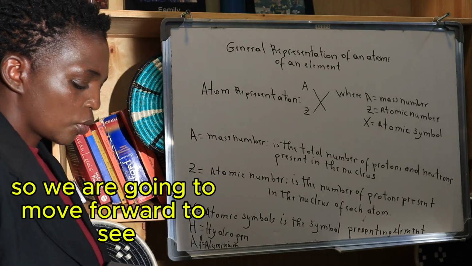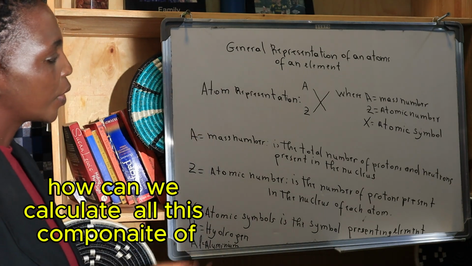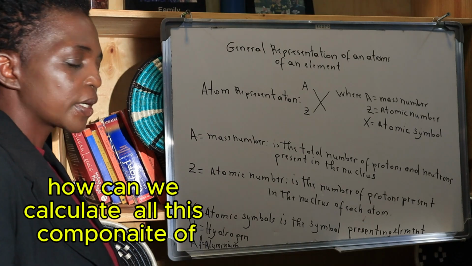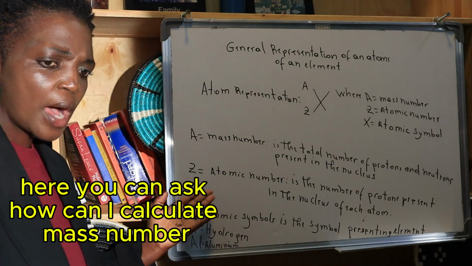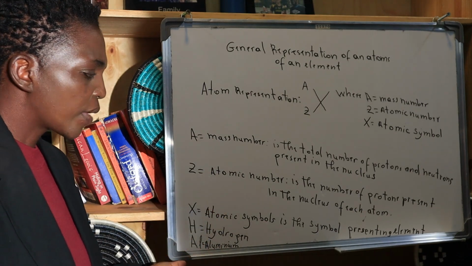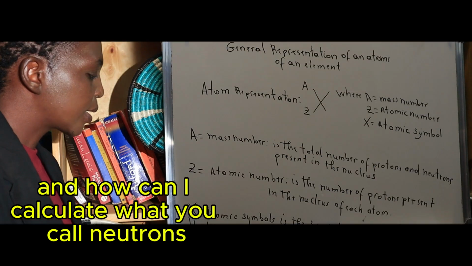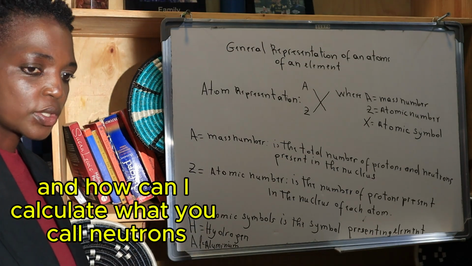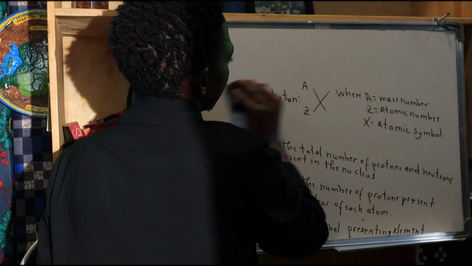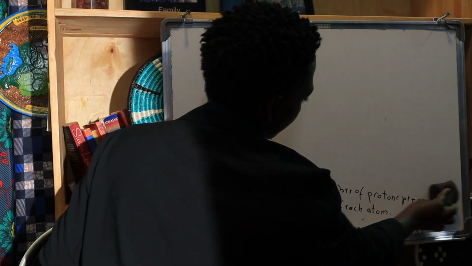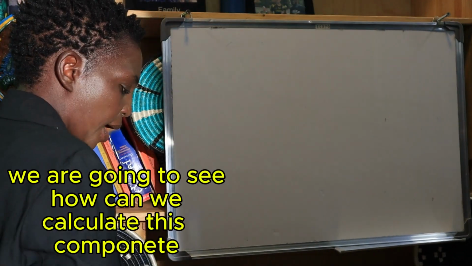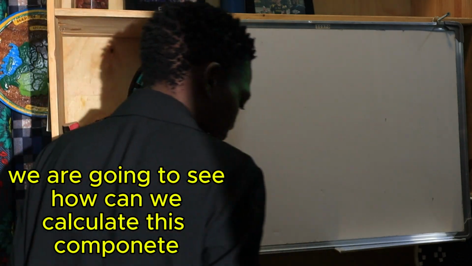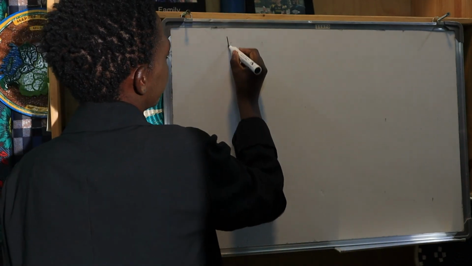So we are going to move forward to see how we can calculate all these components of an atom. Here you can ask, how can I calculate mass number? How can I calculate atomic number? How can I calculate electrons? And how can I calculate neutrons? So let us move forward and see how we can calculate these components.